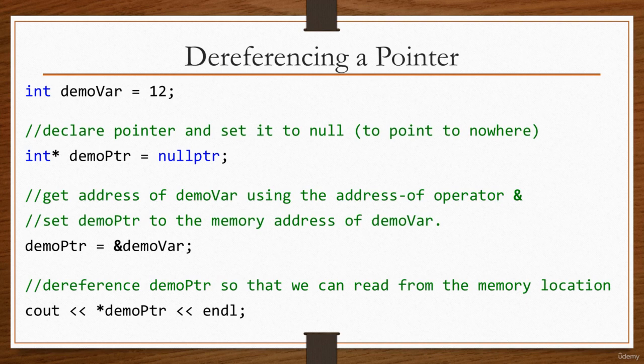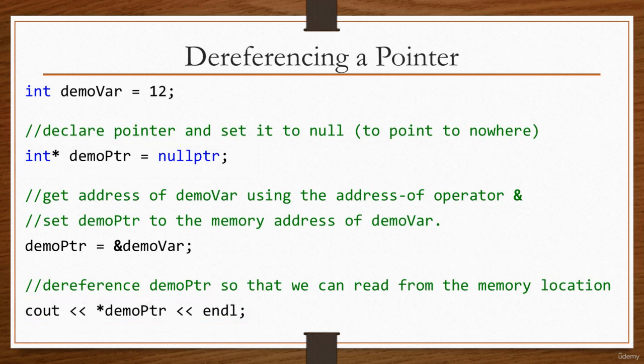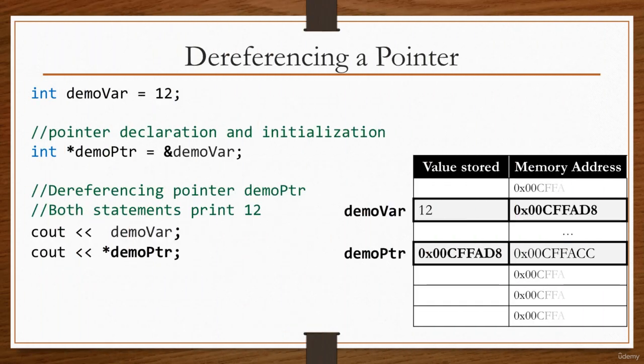In demo var, set that to 12. I declare demo pointer and set it to null. Then later on I decide, okay, I want to store the address of the demo variable into the demo pointer. So I go and do that with the address of operator. Then I want to print out what is stored in the memory address pointed to by demo pointer. So I have to go and dereference that. So you can see the two different contexts here: the declaration, where I initialize it to null, and then also where I use it. In this case, I'm just doing a console output, but that will basically fetch the value that is stored at that memory location.